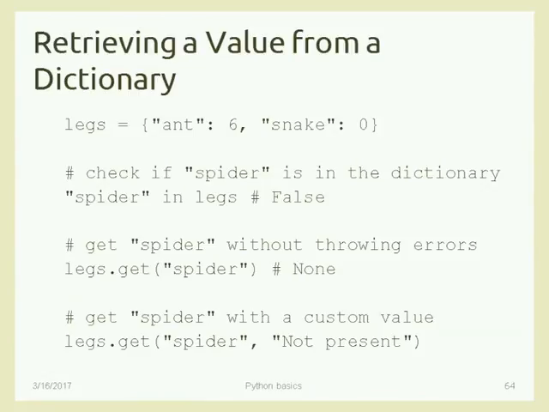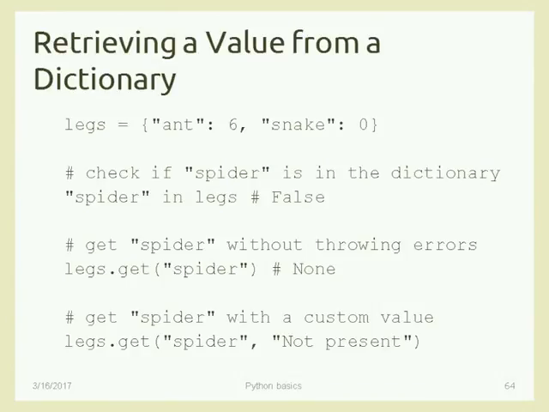try to get the value from the dictionary. That is the get method. Dictionary.get a key. This method, if the key is present, will give you the value associated to this key, like before. If it's not present, it gives you a special object that is none. So legs.get snake will give you 0. Legs.get spider will give you none.